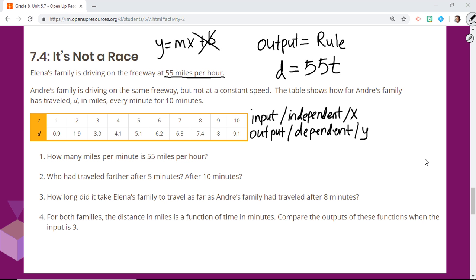Miles per hour would be our x, and the 55 would be our slope. That's our rate of change, 55 miles per hour. So keep that in mind.